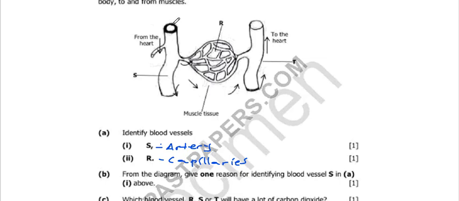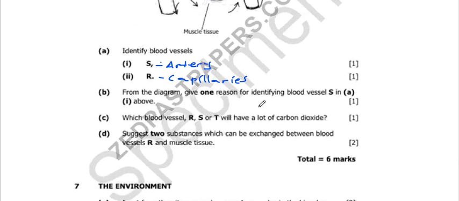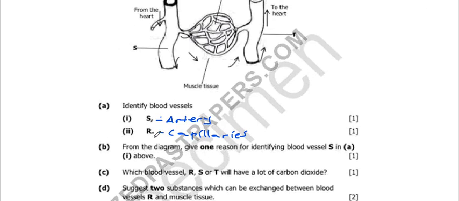So arteries take blood from the heart to the body, whilst veins take blood from the body to the heart. And capillaries are the connecting blood vessels, and they are really, really small compared to the arteries and the veins. From the diagram, give one reason for identifying blood vessel S in A above. So just from what I just said, S, let's say arteries take blood from heart to body.